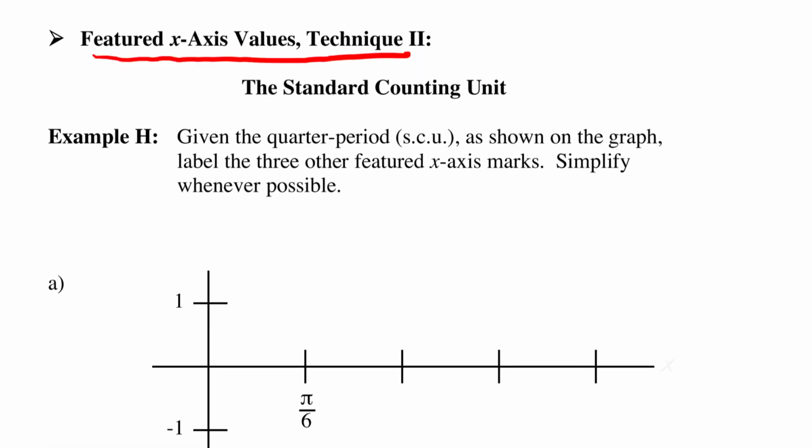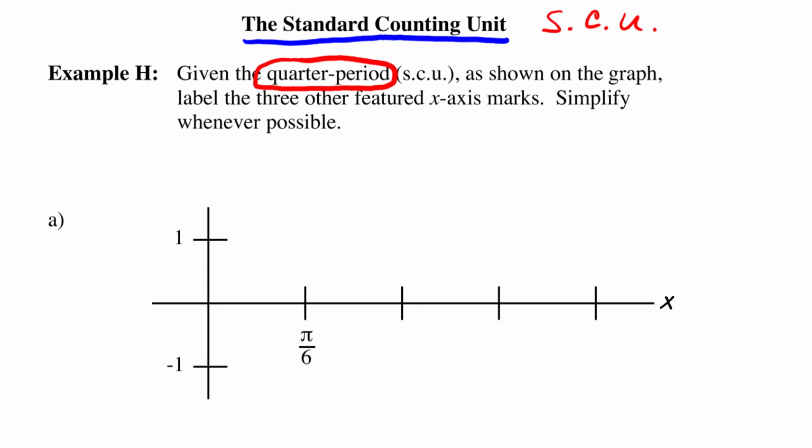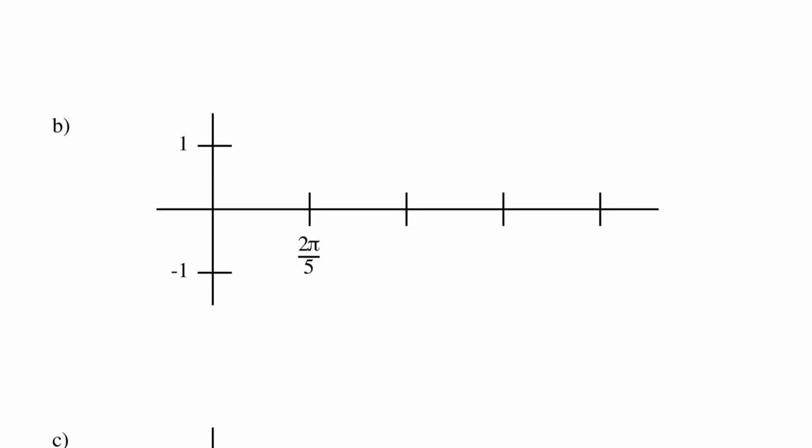Okay, a second technique for finding points or finding featured x values is using the standard counting unit, which I abbreviated as SCU. And it is the quarter period. So I've got that labeled on the first graph. That's the quarter period, pi over 6. What we're going to do now is actually count by pi over 6. 1 pi over 6, 2 pi over 6, 3 pi over 6, and 4 pi over 6. But on the x-axis, we'll write the simplified forms. So you see it's pi over 3, then pi over 2, and lastly 2 pi over 3. This is called counting using the standard counting unit, SCU.